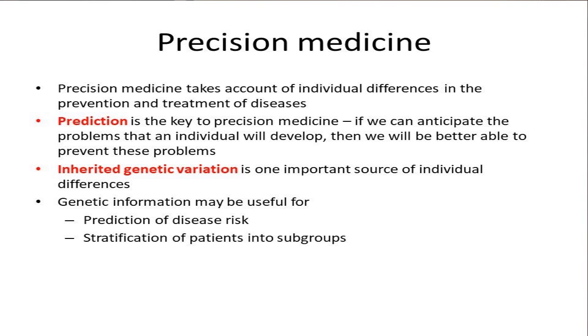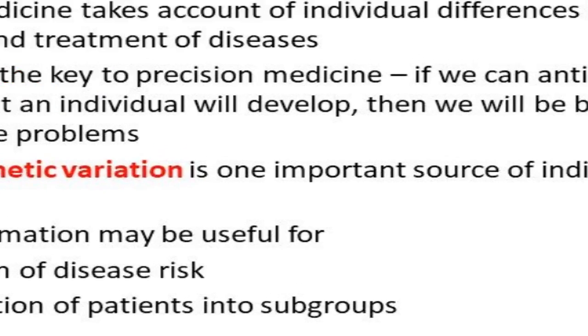And of course, inherited genetic variation is one important source of individual differences. It's not the only source of individual differences, but it's one important source. And the genetic information may be used for prediction of disease risk or the stratification of patients into different subgroups, perhaps with different pathogenetic mechanism, perhaps with different response to treatments and prognosis and so on.